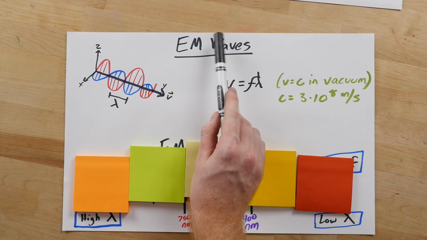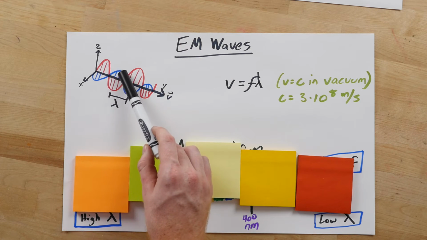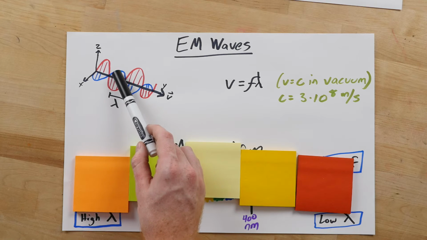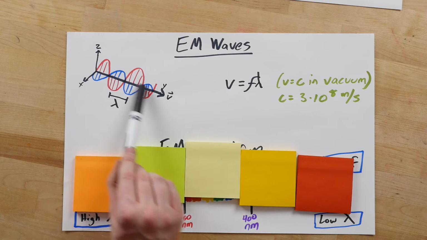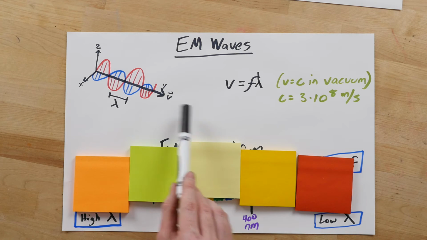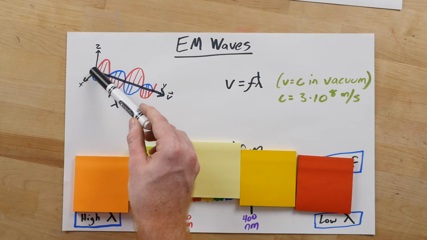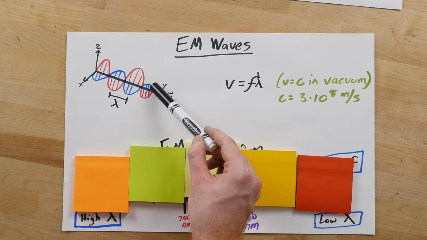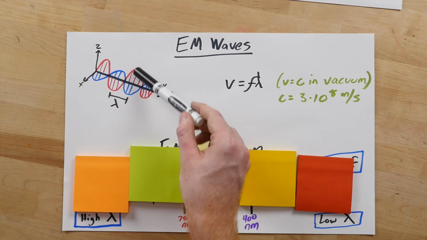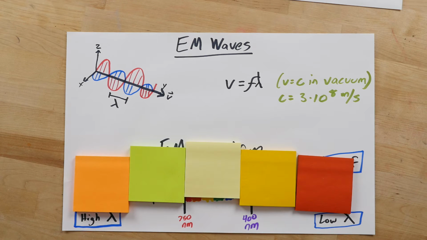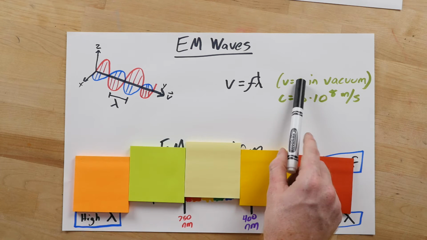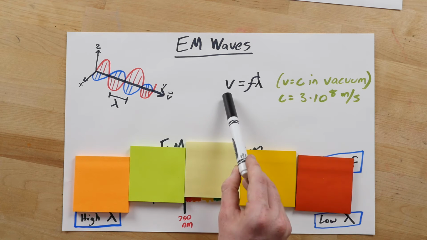Electromagnetic waves are defined as waves that have oscillating, perpendicular electrical and magnetic fields that are perpendicular to the velocity, or the direction it's traveling. Here, I tried to draw it, but picture that this blue magnetic field is actually perpendicular to the red electrical field.